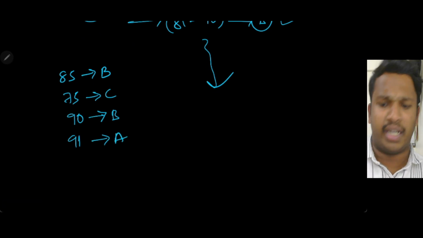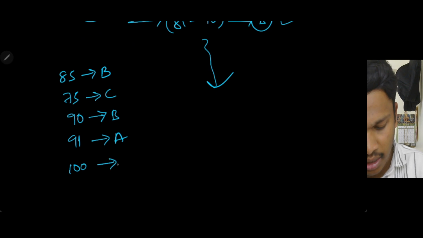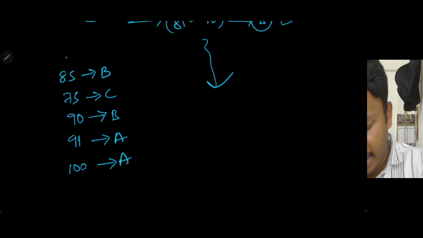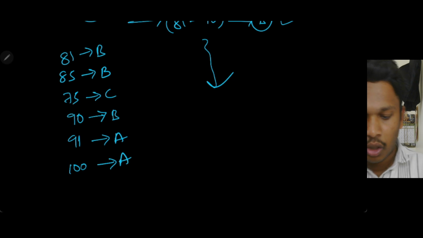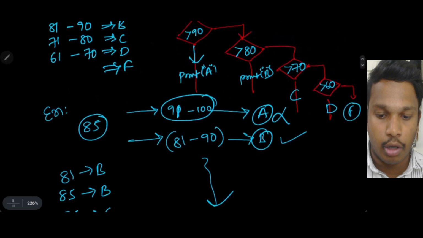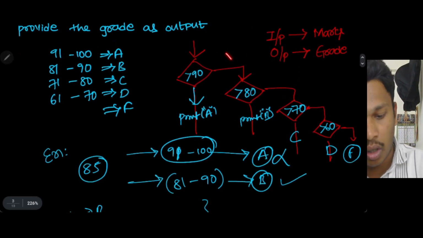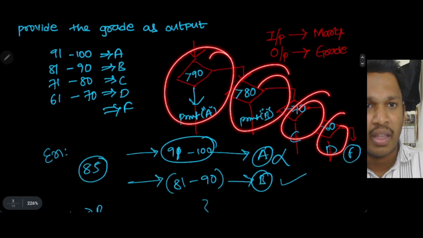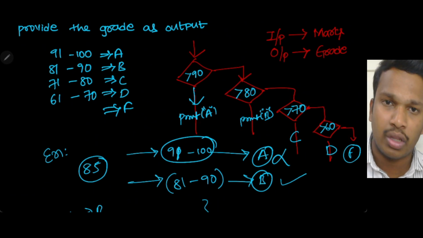And what are some edge cases? If he gets a good case of 100, still he will get A. If he gets 81 marks, he will get B. So these are different test cases which I have written. You need to check whether your program will work for all the cases or not. If it can work for all the cases based on your code, then your code is also correct.